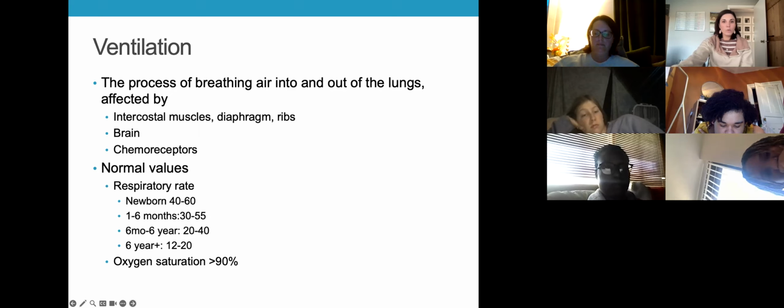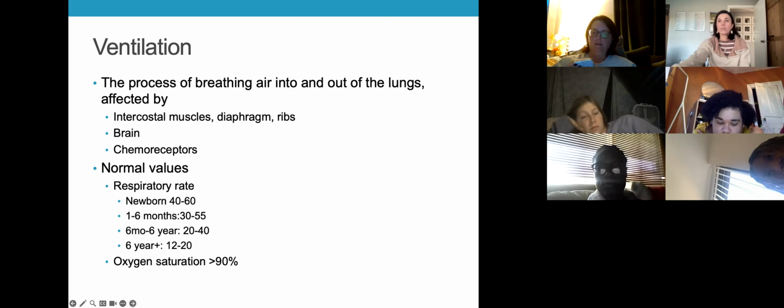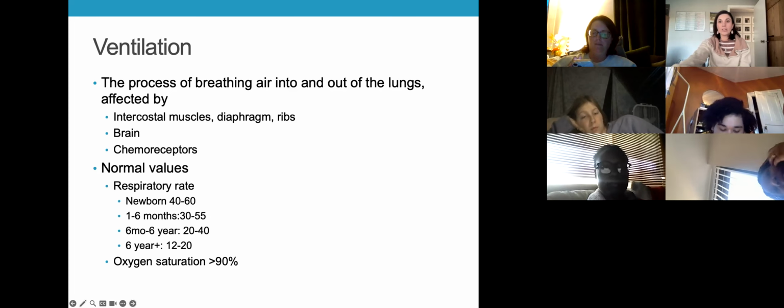So we have our normal respiratory values. We know our respiratory rate ranges in our pediatric population. We don't get to a normal adult rate until we're about 6 years old. And then our oxygen saturation should be above 90 in our pediatric population. And we know that a high CO2 level, which we see in chronic lung disease, and a low O2 saturation can stimulate our brain to increase our respiratory rate.